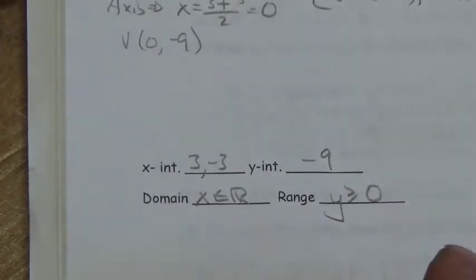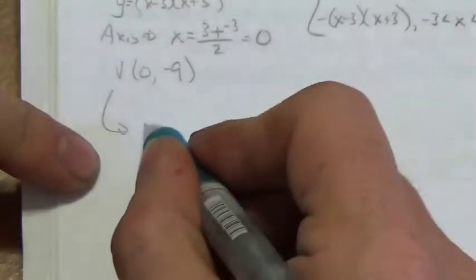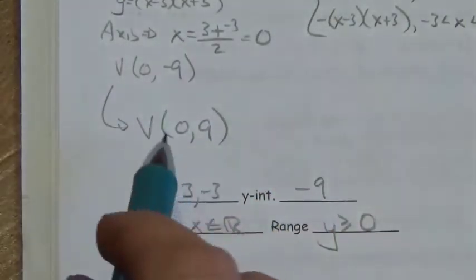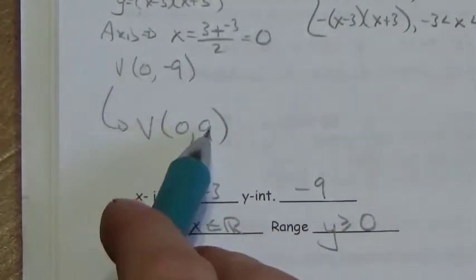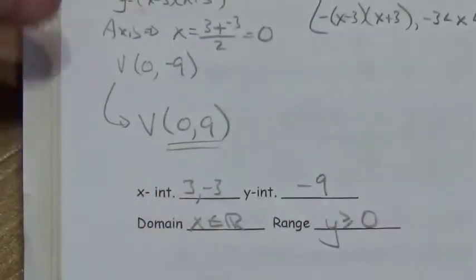Okay. Now, notice one other thing here, and it wasn't specifically asked for, but I'm going to discuss it anyway. Notice that the vertex here became the point 0, 9. The y-coordinate changed signs. I flipped that up. So that's what the new vertex is going to be.